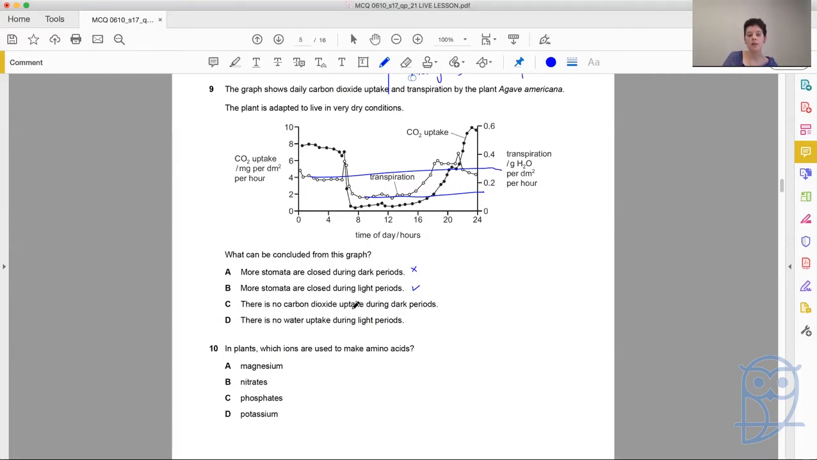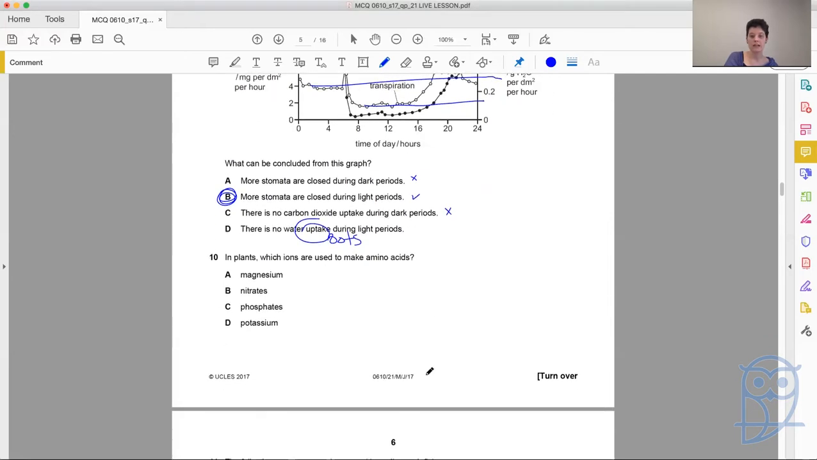There is no carbon dioxide uptake during the dark periods. Well, that's not true at all. There's lots of carbon dioxide there. There's no water uptake during light periods. Water uptake? That happens in the roots. We can't see that at all from this graph. All we can see is water loss. So, definitely confirmed, more stomata are closed during the light periods. So this plant is doing very funky things with its carbon dioxide and transpiration in order to adapt to these very dry conditions.